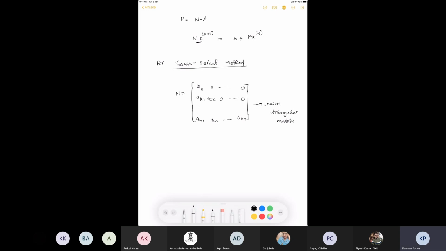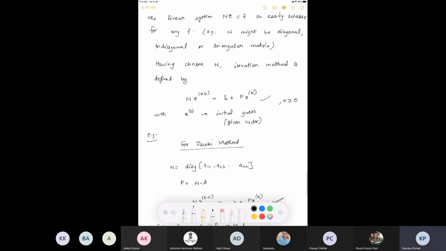So we have N as this, and P you can find by subtracting A from N. And you try to write down what this equation is giving to you. This is the same as the iterative methods. Let's give it an equation number.